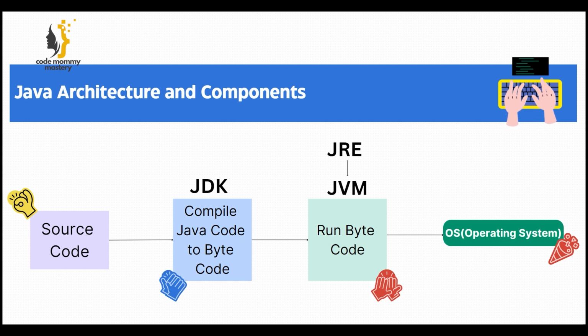This hierarchy ensures that Java programs can be developed on any system with the JDK, and the resulting bytecode can run on any system with a compatible JRE and JVM, maintaining the platform independence that Java is known for.